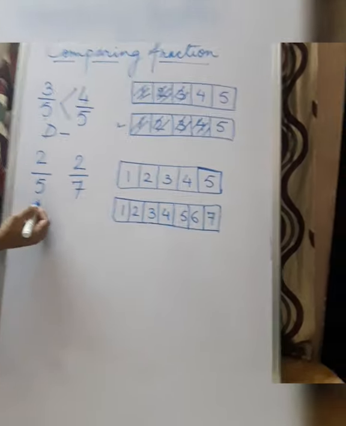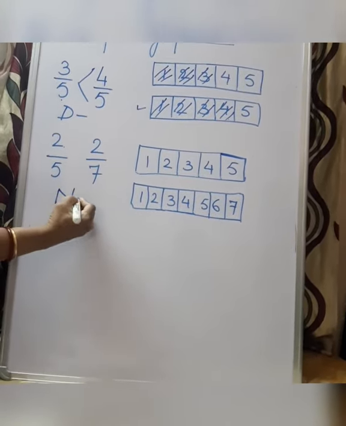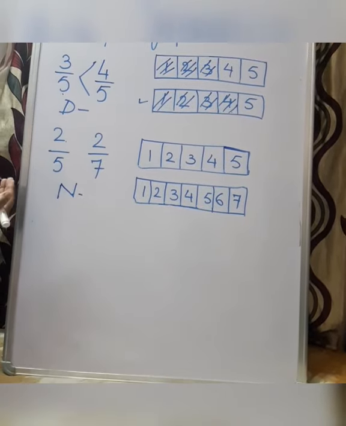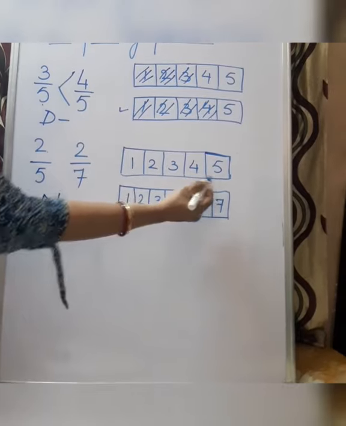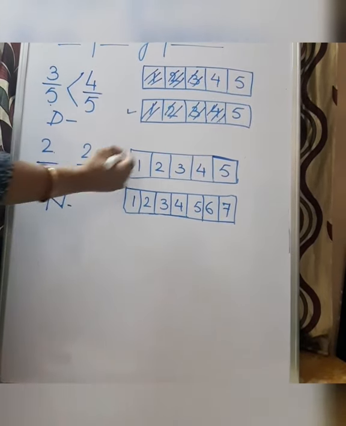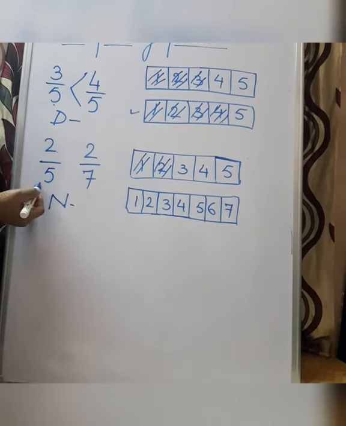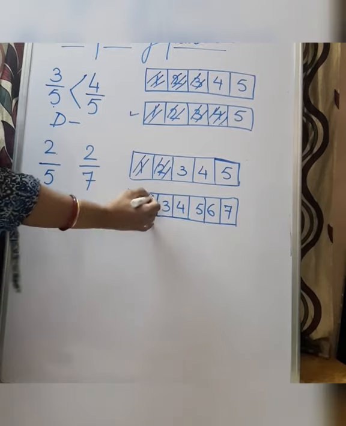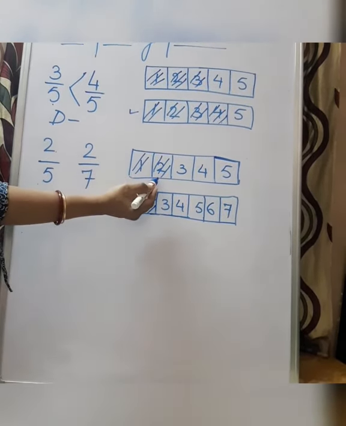Now here the numerators are the same. When the numerators are the same, just check over here. This chocolate is divided into 5 parts and this is divided into 7 parts. From this also I am getting 2 parts, 2 by 5. Here also I am getting 2 parts, 2 out of 7. See, this one is bigger.